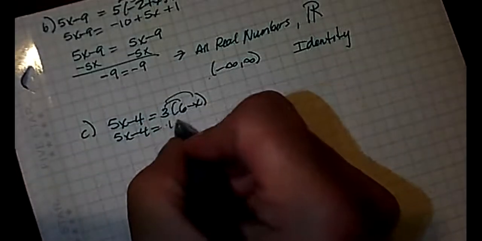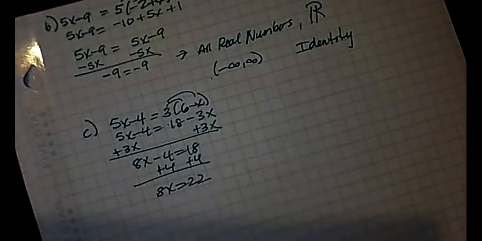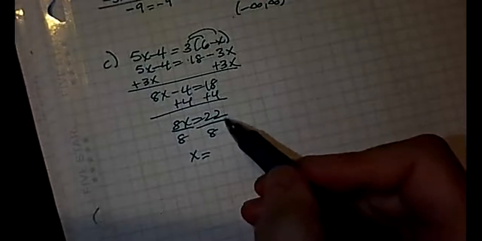And then lastly, we have this equation. Let's go ahead and solve it. Distribute. So 3 times 6, 3 times a -x. Let's get our x's on the same side. And then let's go ahead and divide by the coefficient. Now we want to simplify. We have 22 over 8, so divided by 2, we would have 11 over 4. So that's the x value where those lines cross.